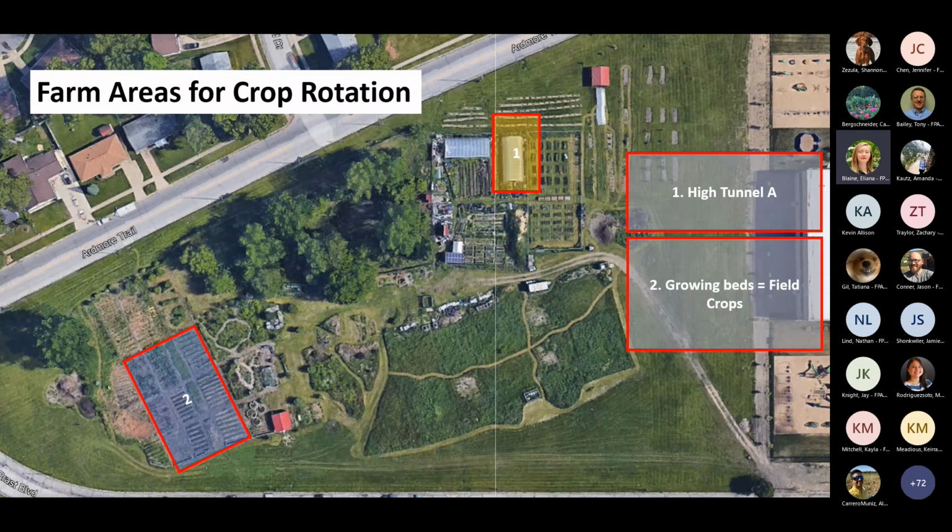So if you remember from mulching, going back to the same example, for the use of the tool, we're going to say that the grower wants to focus on crop rotation within the high tunnel and also within those field crops, the 2 blocks of growing beds outside. Next.